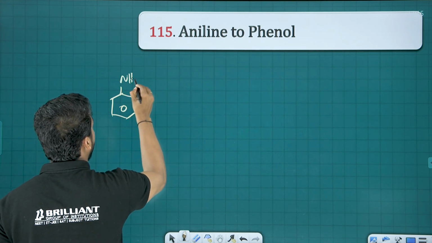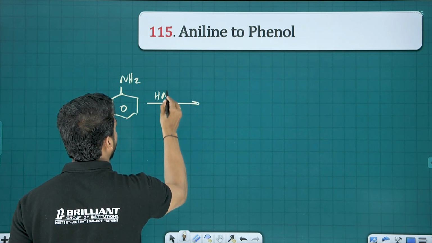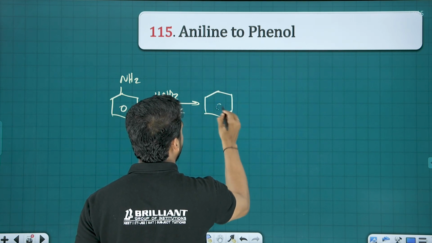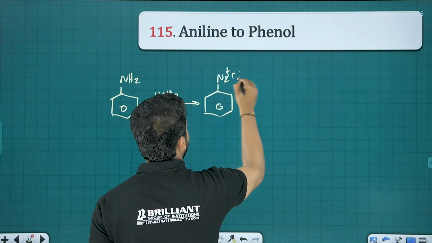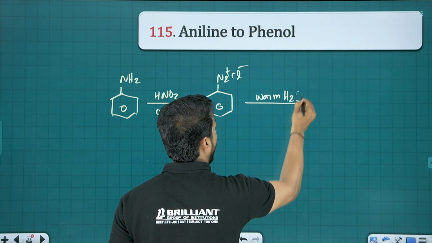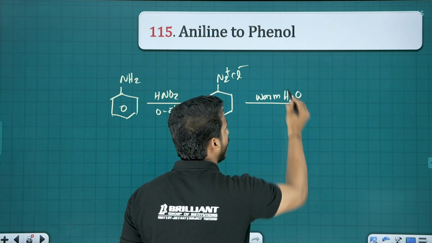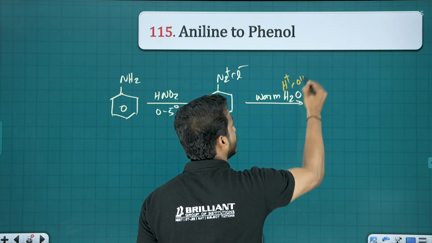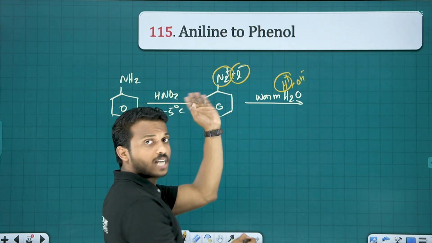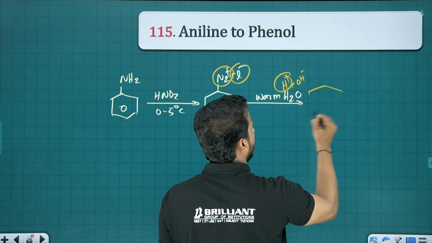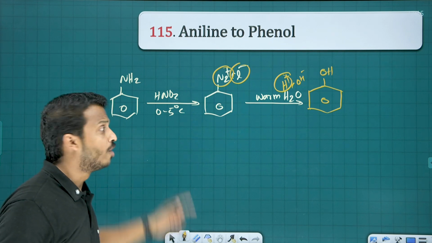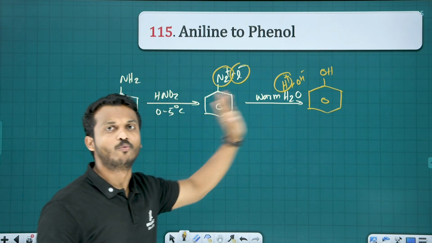First, aniline on diazotization with HNO2 at 0 to 5 degrees Celsius becomes a diazonium salt. When you treat the diazonium salt with warm water, H2O contains H plus and OH minus. The H comes out as HCl, nitrogen gas comes out, and the OH comes to the benzene, so we get phenol. So how will you convert aniline to phenol? First diazotization, then warm water.